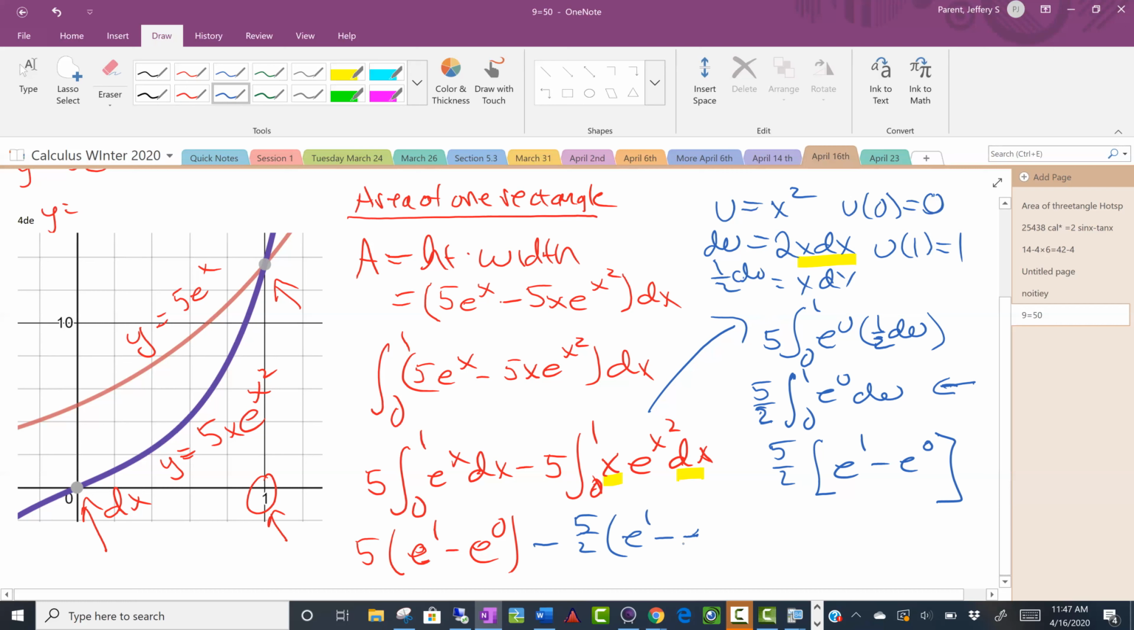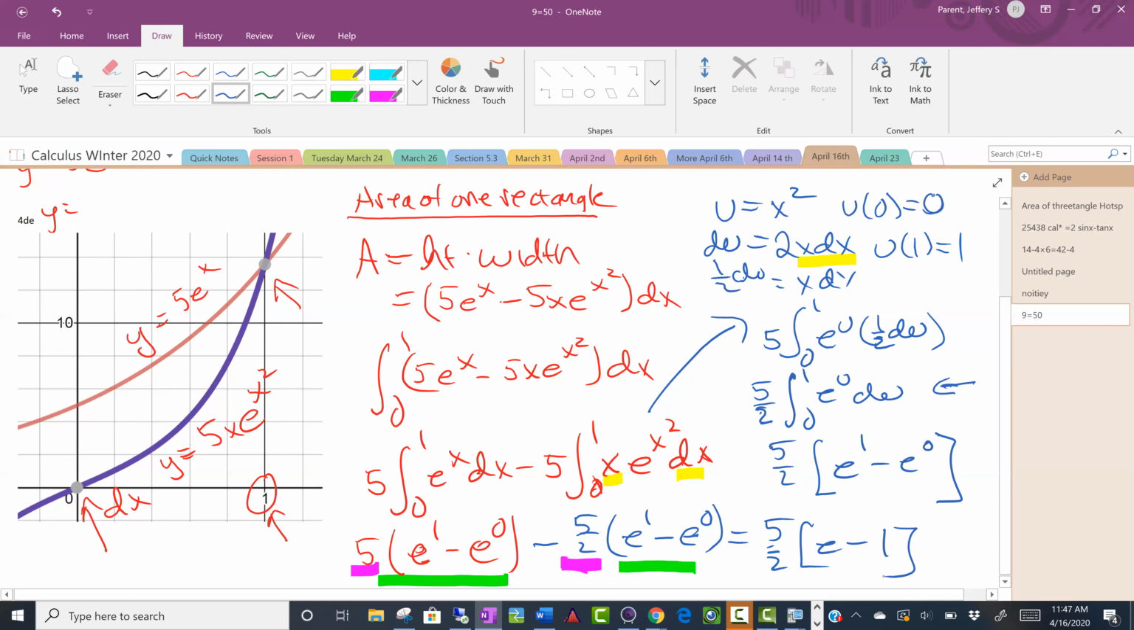E to the 0. If you notice, this and this are the same. Mm-hmm. So all I have to do really is subtract the coefficients right there. So if I do 5 minus 5/2, well, that's 10/2 minus 5/2. It gives me 5/2 again. So it just gives me 5/2 times e to the 1, which is just e, minus e to the 0, which is 1.